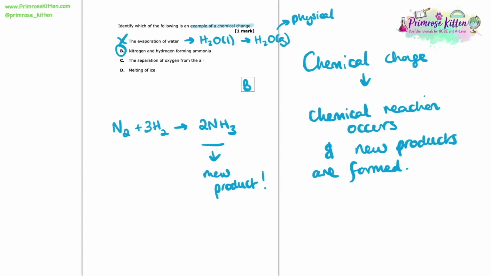However, if we look at the others too, just to eliminate those, C is the separation of oxygen from the air. Again, we're just separating things there. There's no chemical reaction occurring at all. And then for D, the melting of ice, that's very similar to the evaporation of water. We have a state change from solid H2O to liquid H2O, so we don't have a chemical change happening there either. So we are now 100% sure that B is our answer.